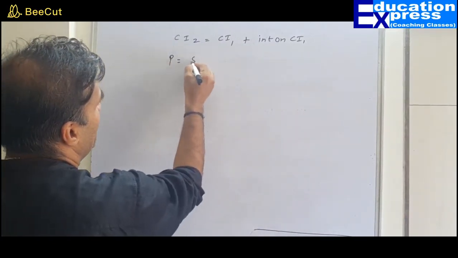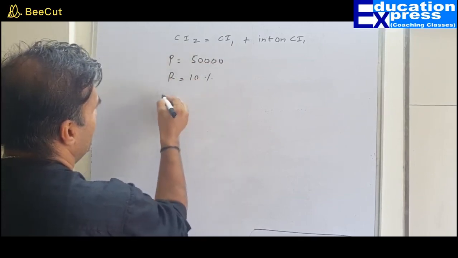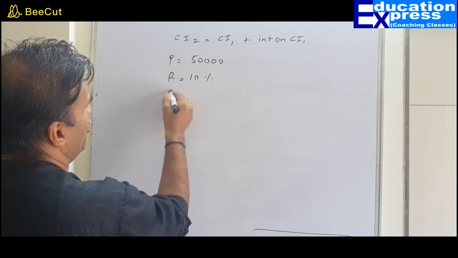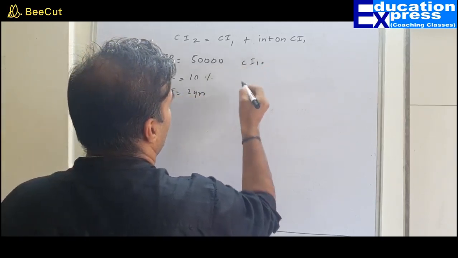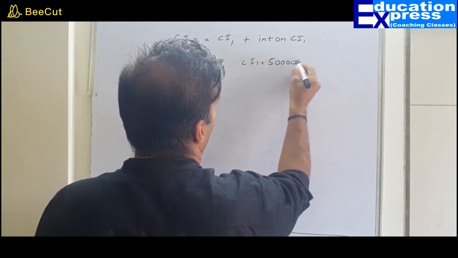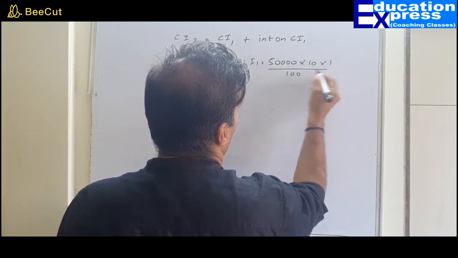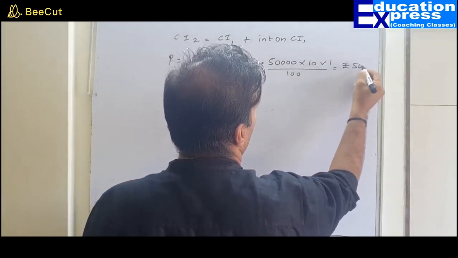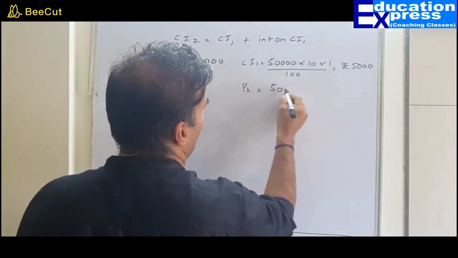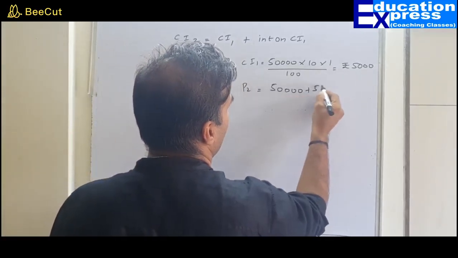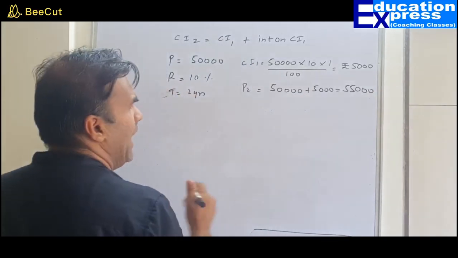Assume your principal is 50,000, rate of interest 10%, time period 2 years. Generally, we find out CI for year 1: 50,000 multiplied by rate 10% for 1 year. That's going to be rupees 5,000. What about P2? P2 would be 50,000 plus 5,000, that would be 55,000.